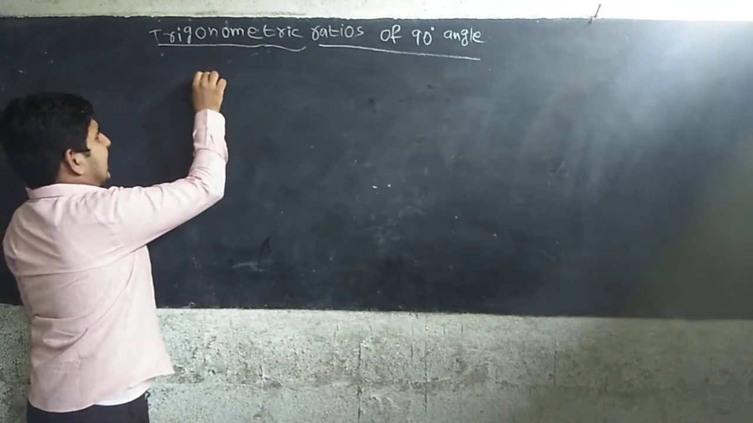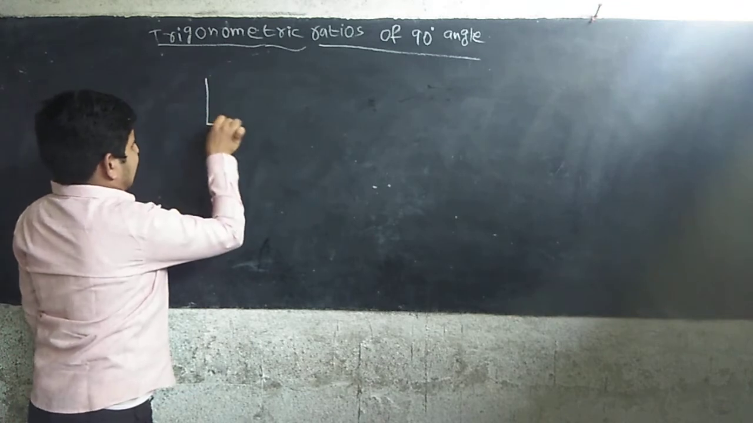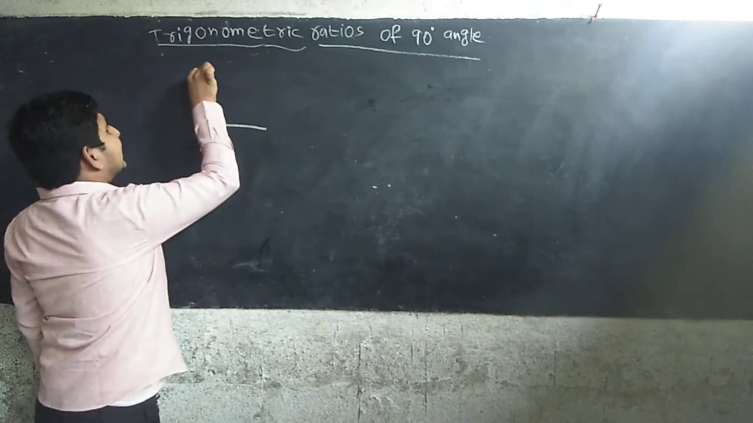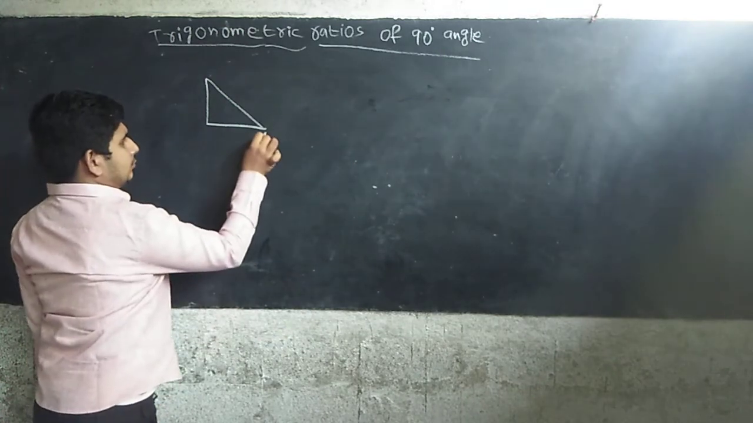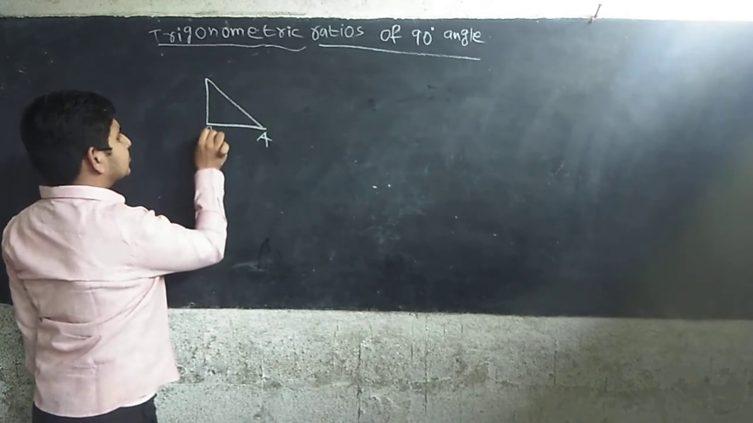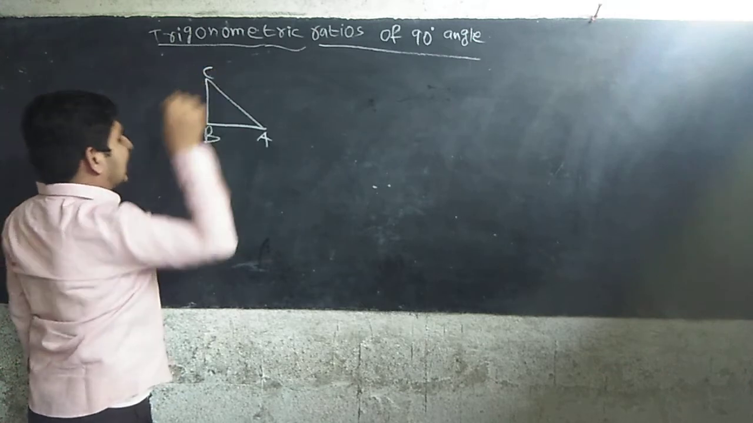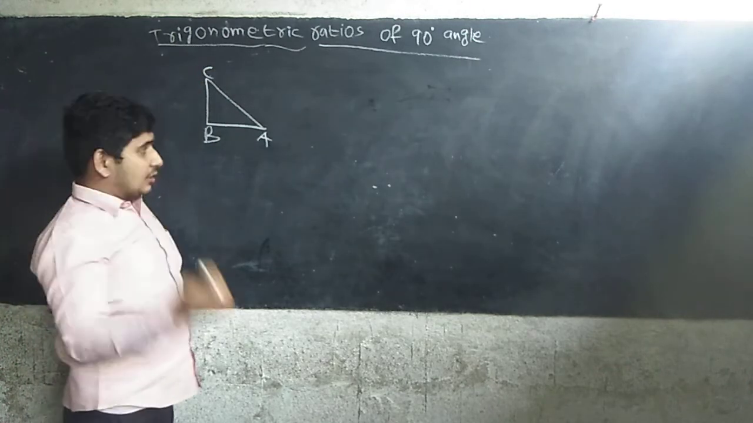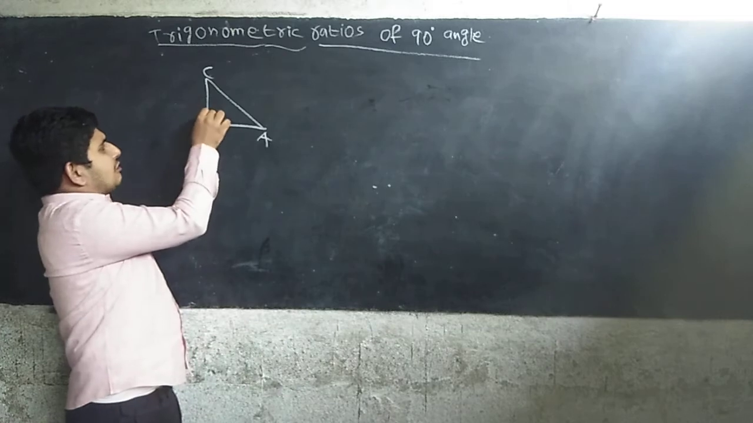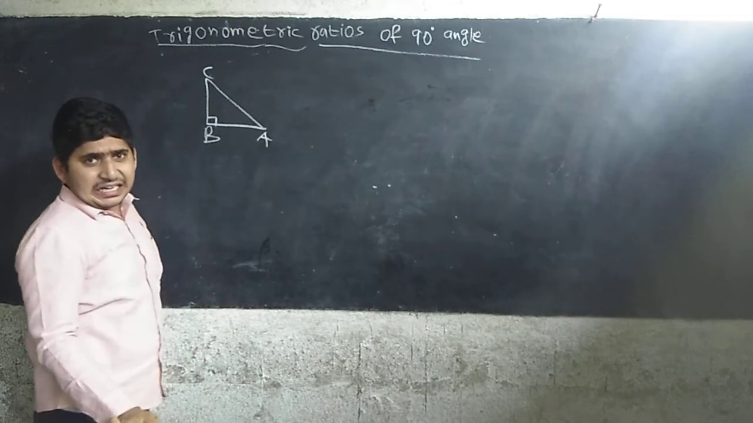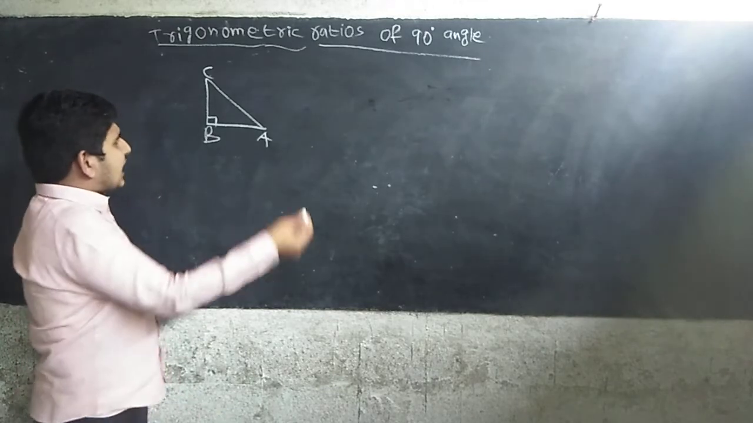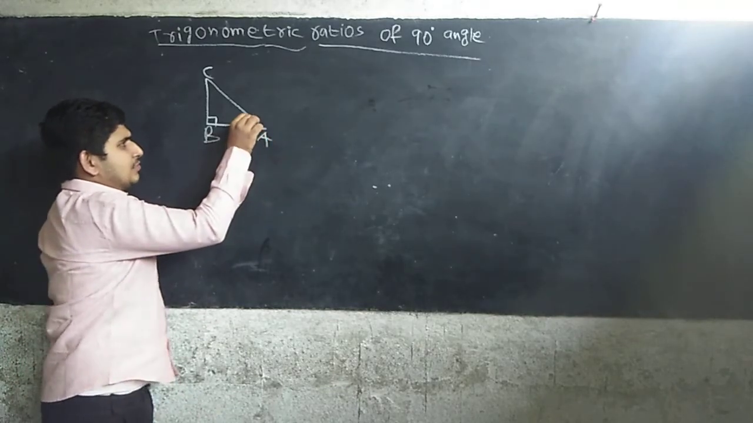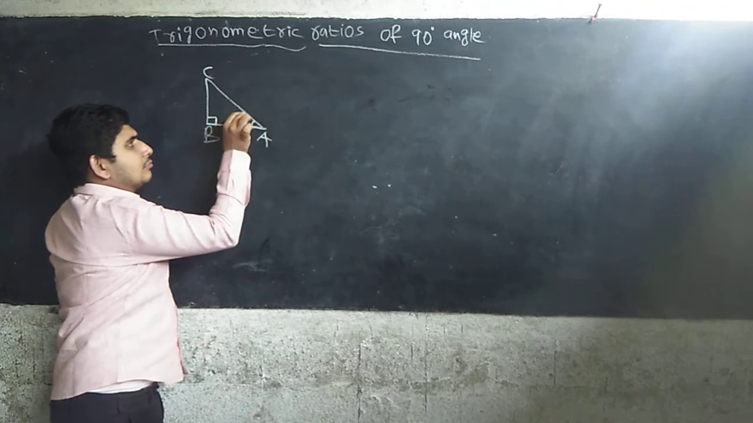We have to consider one right angle triangle ABC. Now see here, angle B equal to 90 degrees. That is fixed. Now angle A equal to theta.